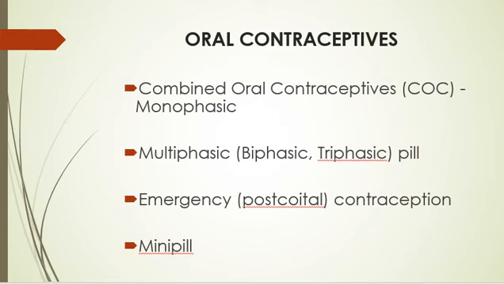And then there is emergency or postcoital contraception. The hormones can also be used immediately after intercourse, and this causes contraception. It's actually not a contraception; how it acts will come when we are dealing with emergency contraception. And then there is the mini pill, which is a progesterone-only pill, usually used during the puerperium.